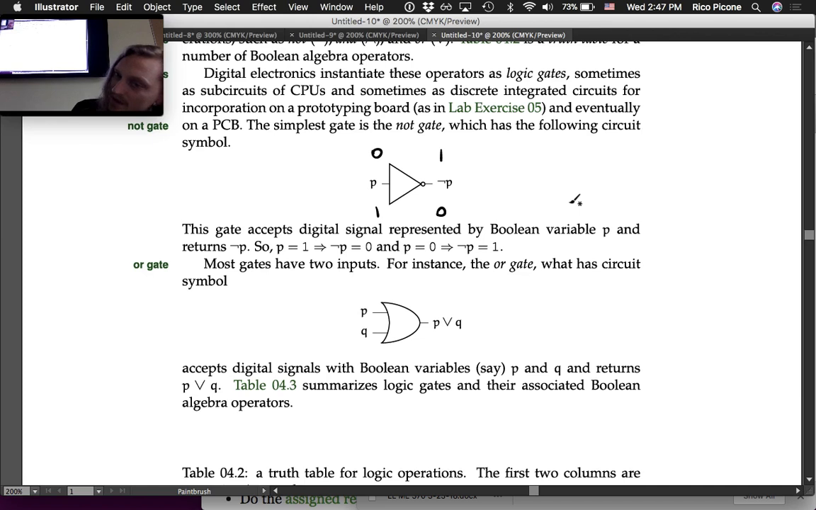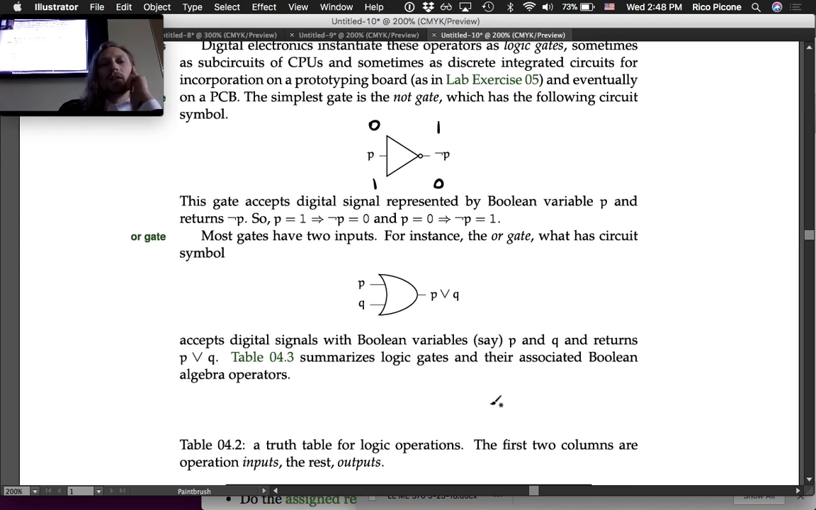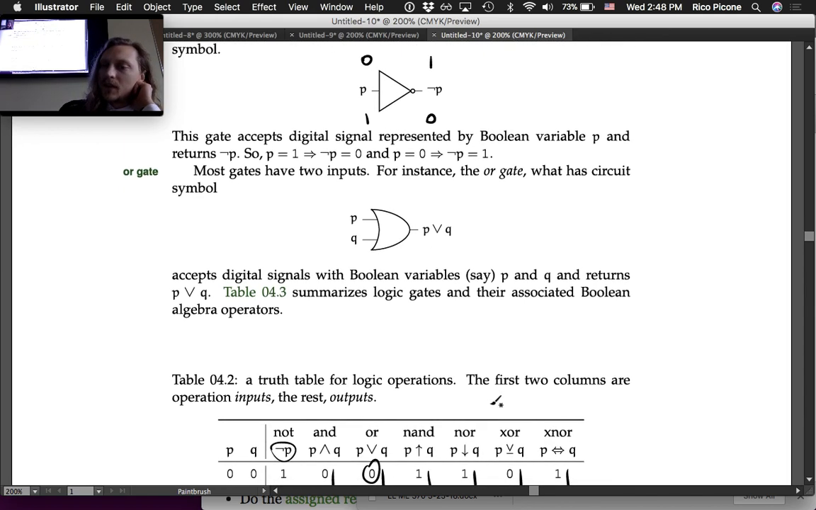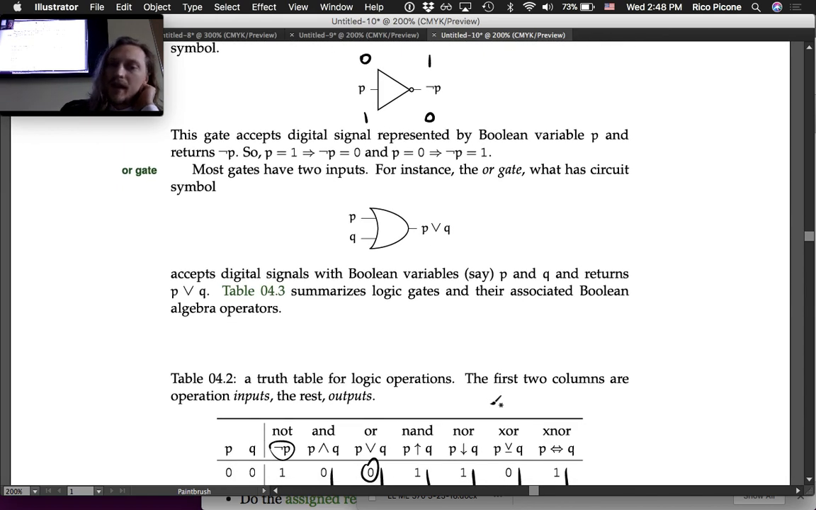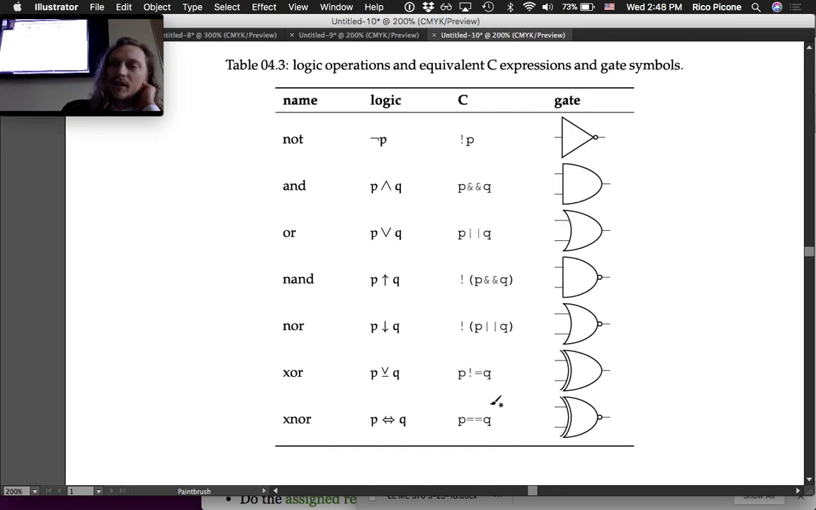Most gates have 2, though. So for instance, the OR gate, which has the circuit symbol as shown, takes P and Q in, and P or Q comes out. So it accepts digital signals with Boolean variables P and Q and returns P or Q. Table 4.3 summarizes logic gates and their associated Boolean algebra operators. So let's look at this.